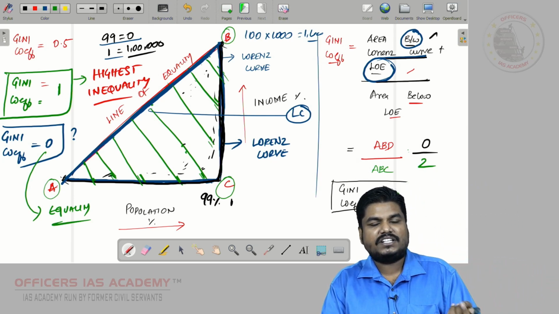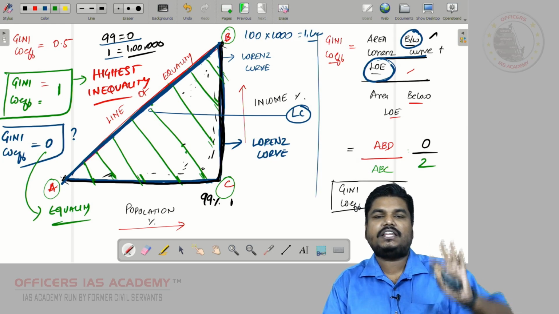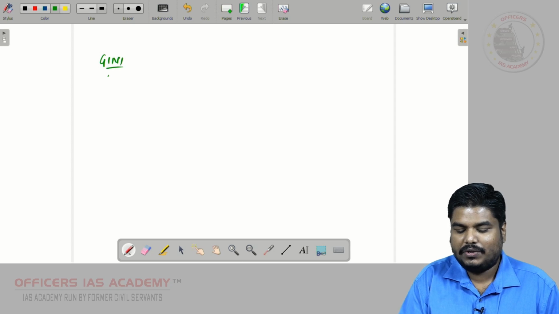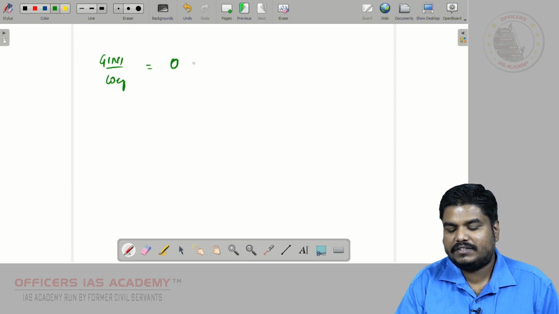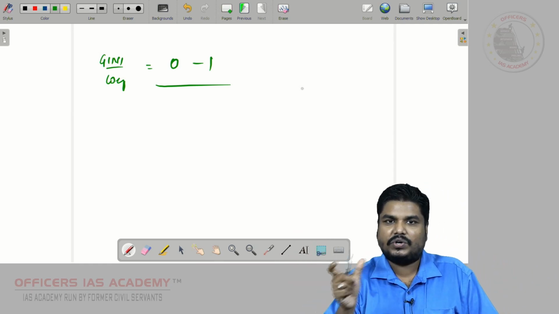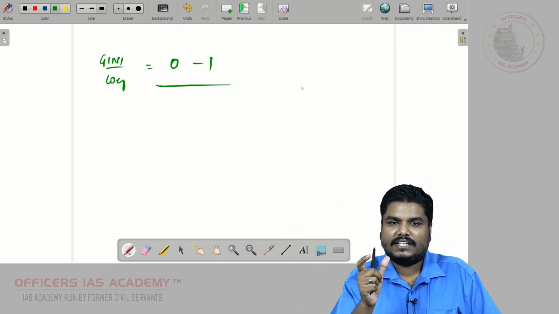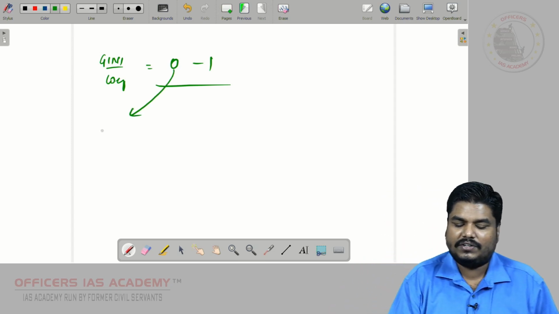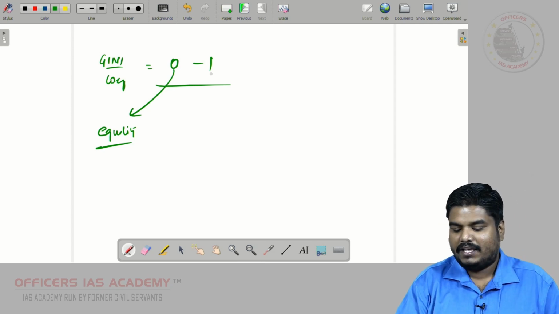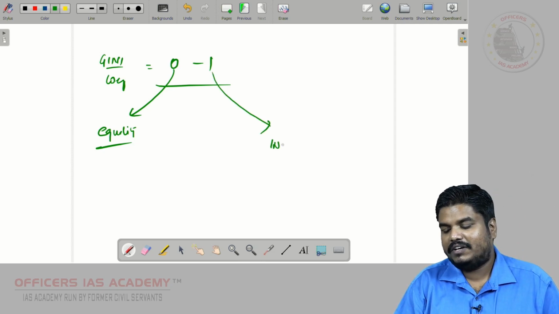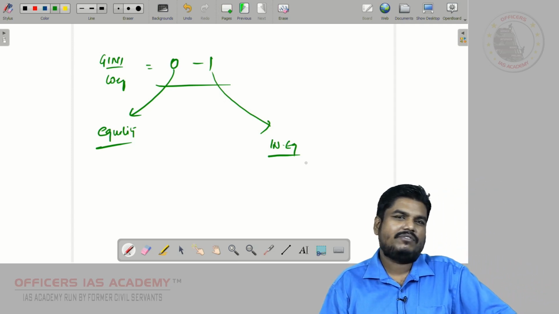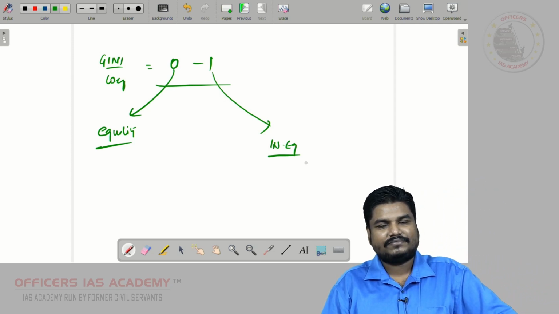Right? So Gini coefficient is a concept which is used to measure inequality. Gini coefficient value varies between 0 and 1. Every country, if you find the Gini coefficient, the value is between 0 and 1. If a country has a value closer to 0, then that country has perfect equality. If it is closer to 1, then you will find the highest form of inequality. This is what we have to understand, very simple concept only, right?